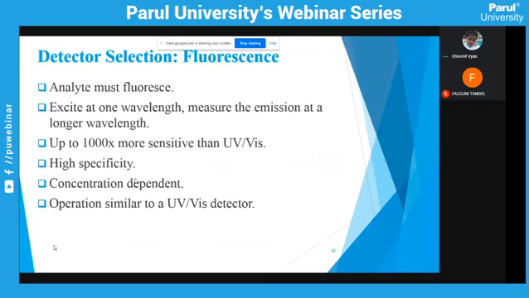What about the fluorescence detector? The analyte must be fluorescent, otherwise we are not able to get any response. Excite at one wavelength, measure the emission at a longer wavelength. It is up to 1,000 times more sensitive than a UV visible detector. It is a concentration dependent detector, highly dependent on the concentration, and it is used in a similar way to a UV visible detector.